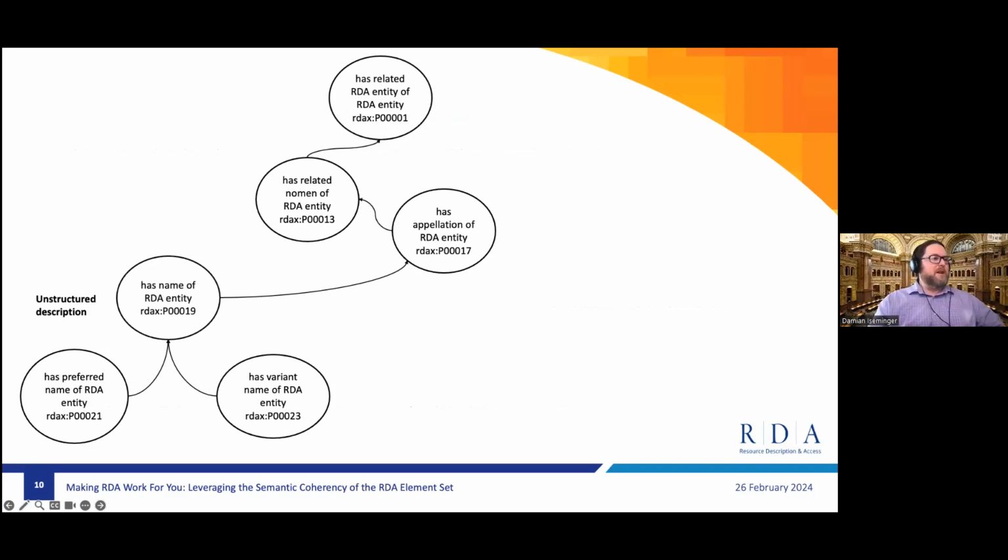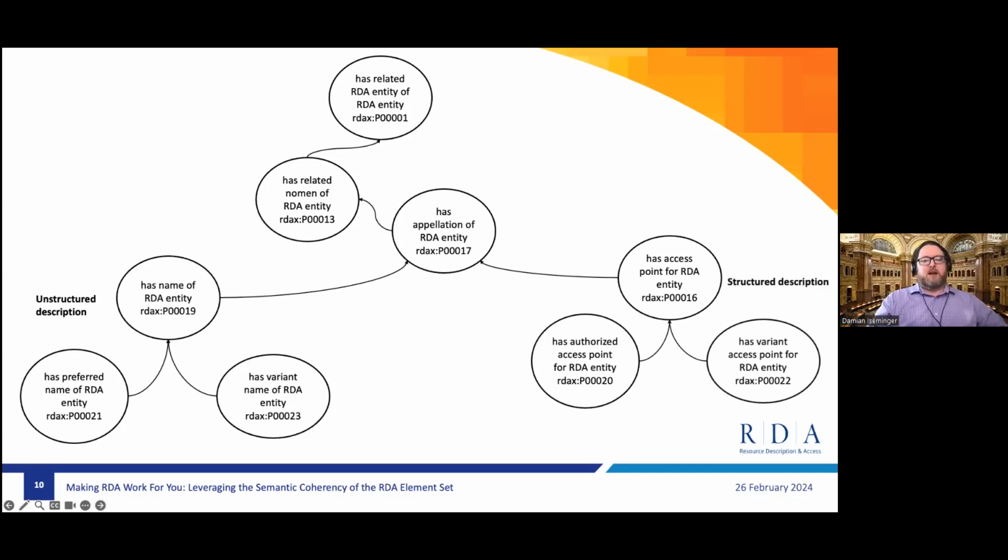On the left, you have the unstructured description part of the hierarchy. Remember, this is in natural language. It's not structured. It's a take-what-you-see approach. So you have has name of RDA entity, and then that's broken down into preferred name and variant name. On the right, we have the structured description. These are the access points, and these are things that many of you are probably very familiar with. That's broken down into authorized access points and variant access points. And then finally, we have the identifier, and that's the subtype of appellation of RDA entity.